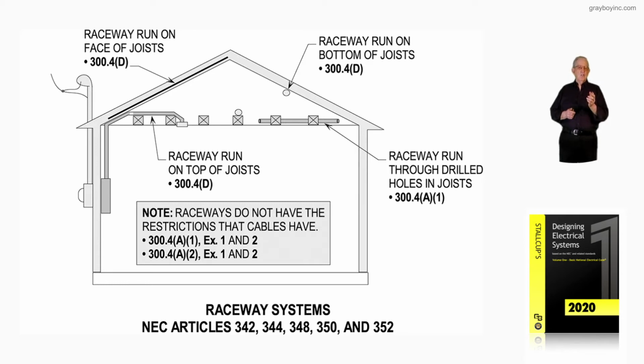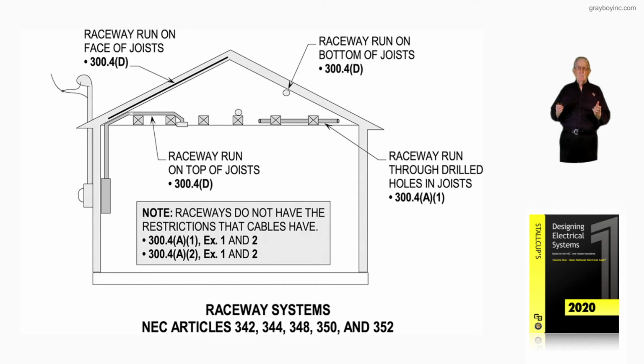Now, up at the very top left-hand side of the illustration, we have raceway that's run on the face of the joist. 300.4(D), as in dog, says protection provided. We go to the right, and the raceway is run on the bottom of the joist. 300.4(D) says the raceway, one of those listed in the illustration at the very caption at the bottom, is considered protected. And then to the right, we have raceways run through the drill holes in the joist.